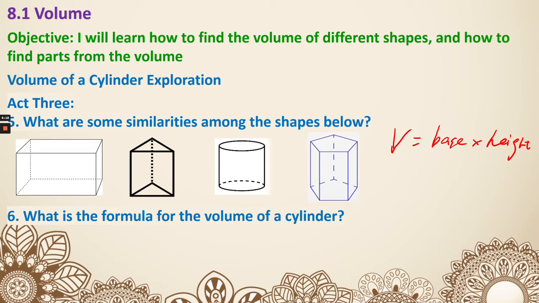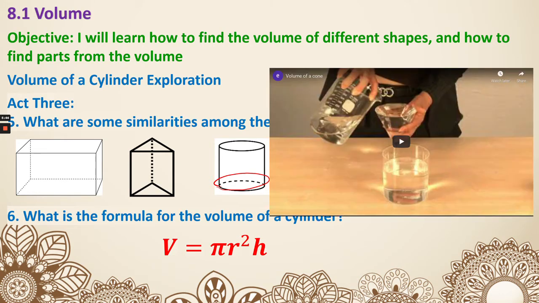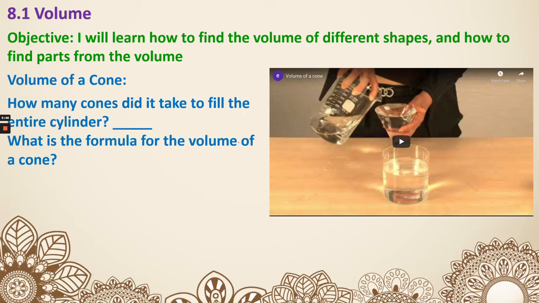So here's the formula for the volume of a cylinder. For a cylinder, the area of the bottom, which is the base, is actually pi r squared. Formula is V equals pi r squared h for a cylinder. Now let's have a look at how to calculate the volume of a cone. When you're watching the video, decide how many cones did it take to actually fill the entire cylinder.